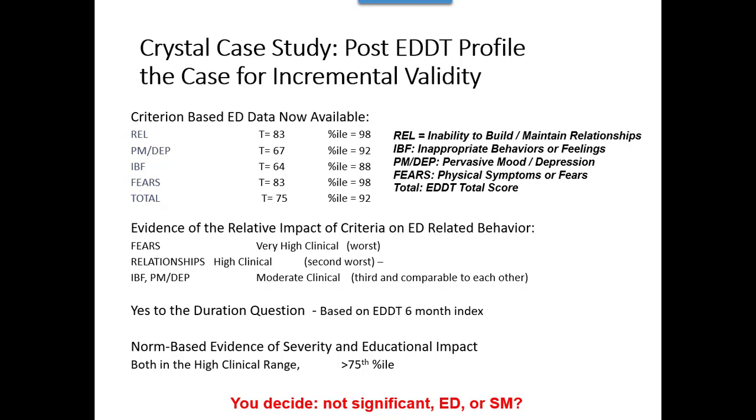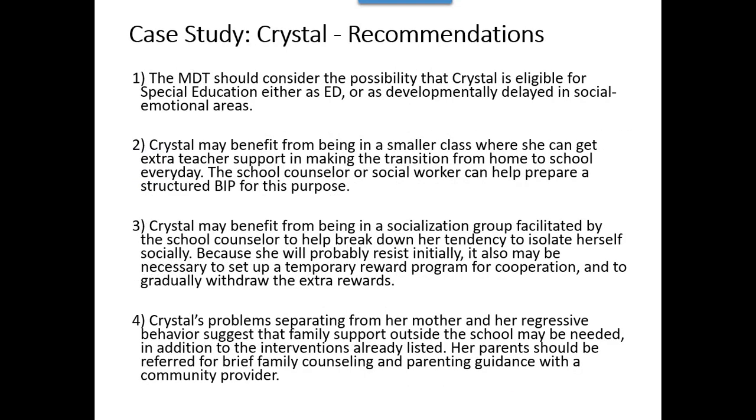So now that you have all this other stuff and you can rule out, yes, it's been of sufficient duration. No, it's not due to something else like a learning disability or an intellectual disability. And yeah, it's having a pretty big impact on her. So whatever your previous decision was, can you make a decision now? Go ahead on your worksheet, write your decision. And then the next page is going to give you the recommendations that were made by the multidisciplinary team.